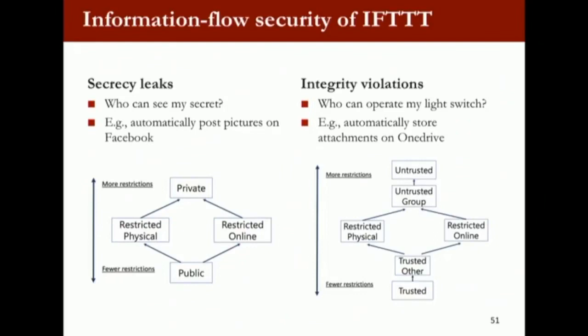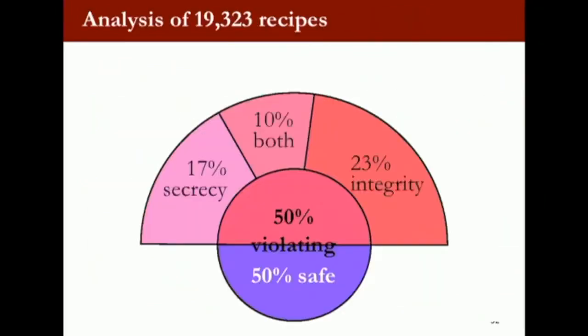In terms of analysis results, I'm going to jump over the details. We looked at all the recipes, about 20,000 unique recipes. Actually, half of them have some problem. I guess over half, 33% of them actually have an integrity problem, another 27% have a secrecy problem, and 10% have both problems, right? If the designer had thought about information flow, they could have given the user some warning, but people only thought about functionality and didn't really think about security.